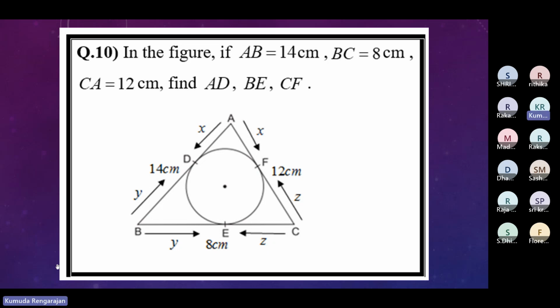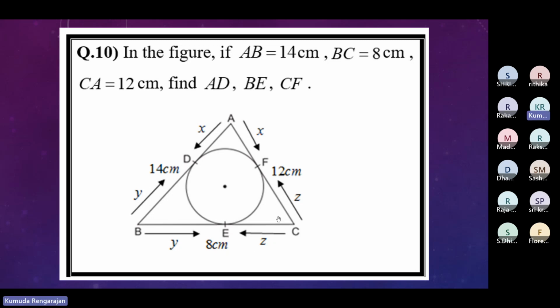So children, this will not be marked X. I have marked it. You will only have the figure with 14, 8, and 12 centimeters. X, Y, and Z I have marked. So we know that AD is equal to AF. So AD is X, AF is also X. BD is equal to BE, Y, Y. CF is equal to CE, Z, Z.